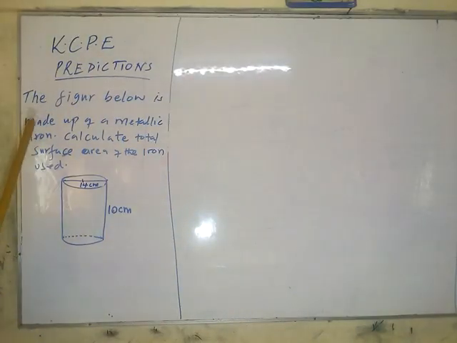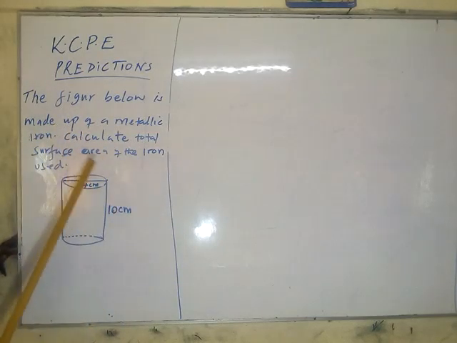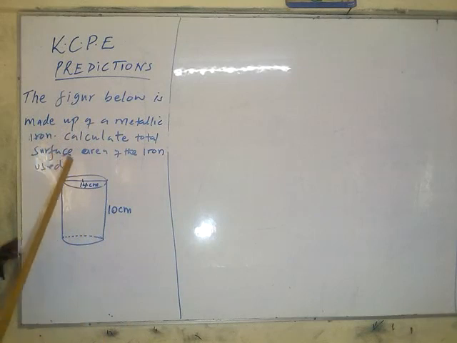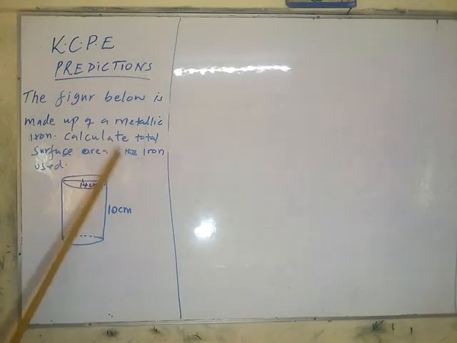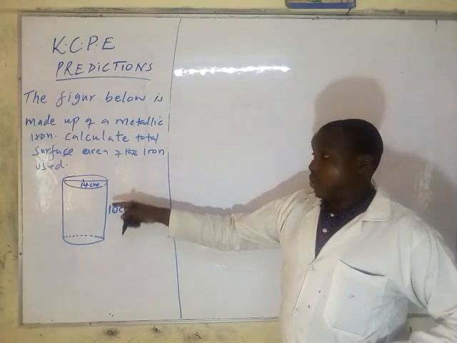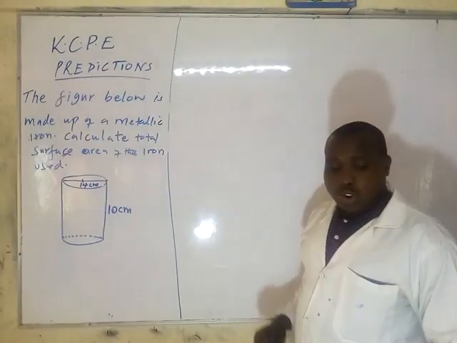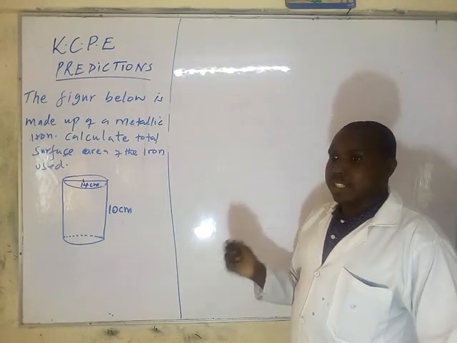Our next question: I said we are talking about these figures first. Now the question is asking us to calculate the total surface area of the metal used to form this cylinder. The figure below is made up of metallic iron. Calculate the total surface area of the iron used to make this figure. As you can see, it is a cylinder, so you must know the formula of getting the total surface area of a cylinder.